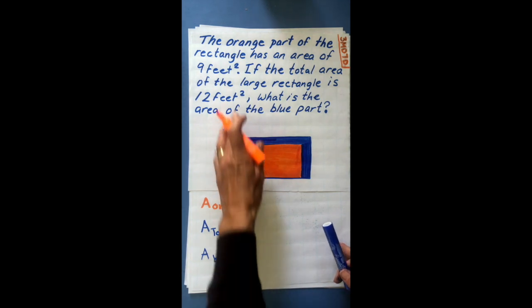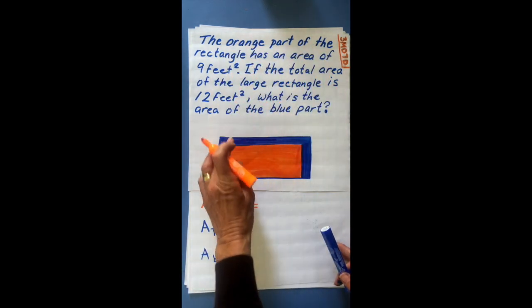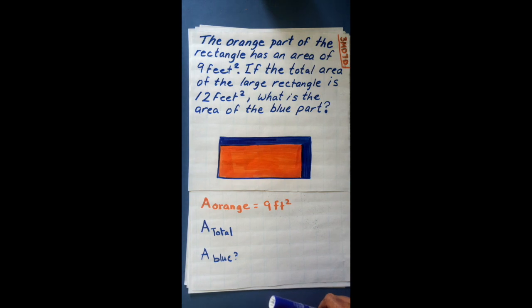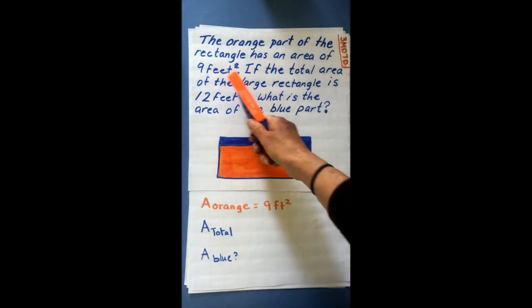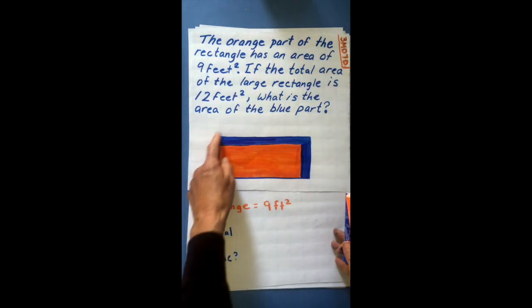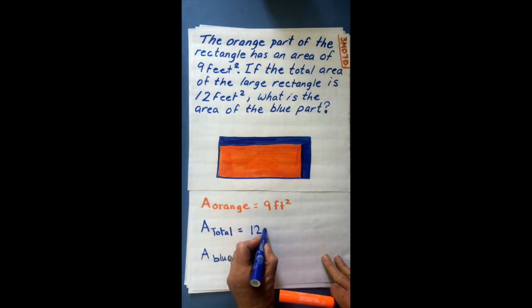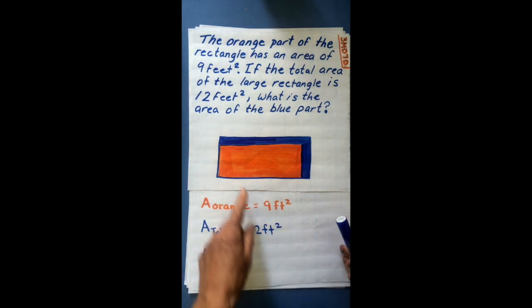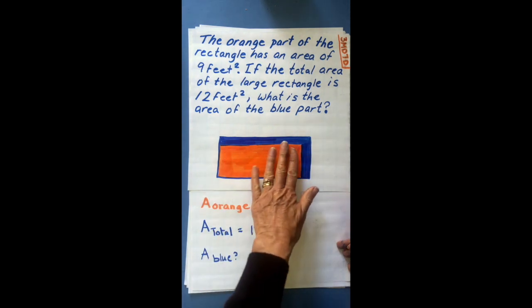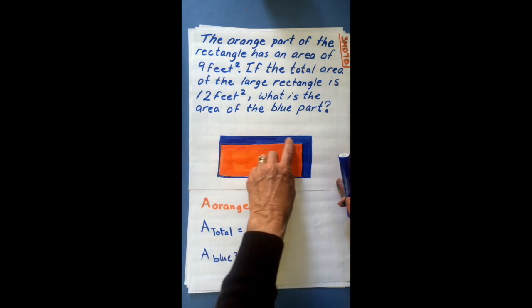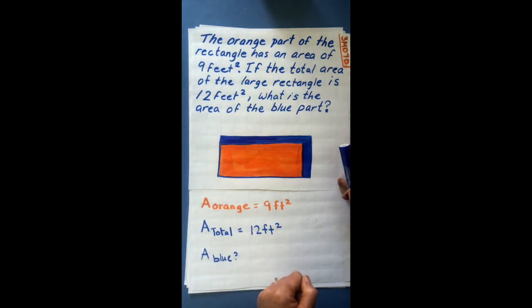The orange part of the rectangle, which is here, is 9 feet squared. Okay, and it says if the total area of the large rectangle, that means all of this, is 12 feet squared. What is the area of the blue part? So you might think that this whole area is blue, but they're just saying they want, in this picture, just this little section of blue. They want you to find it out.